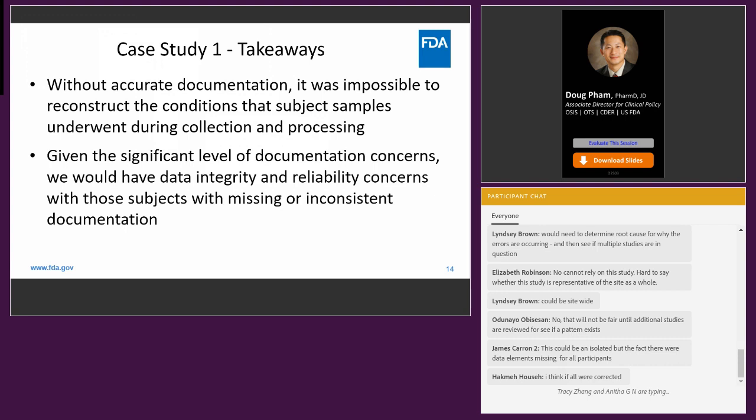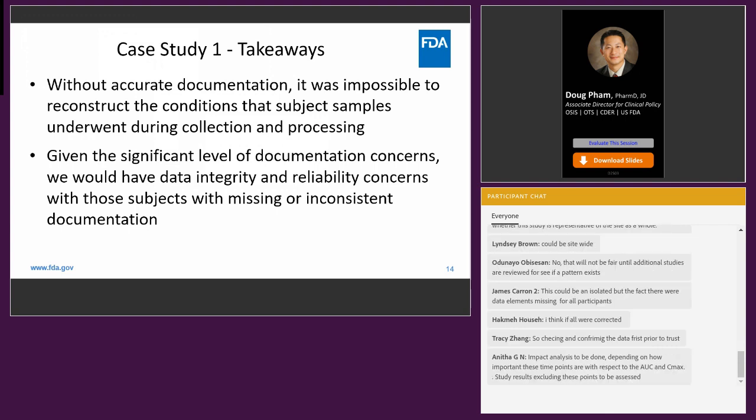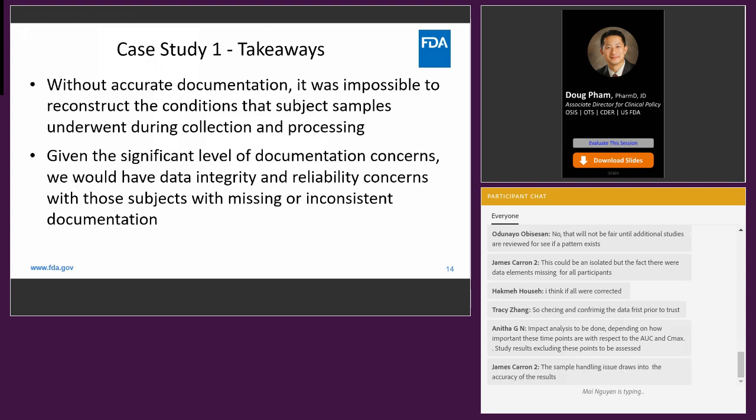Okay, now that we've talked through some of the issues and the concerns, here are the final takeaways from this first case study. First, without accurate documentation, it's really difficult to reconstruct the conditions regarding the samples during the collection and processing phase. Second, given the magnitude and the scope of documentation issues in this case, we would have some serious data reliability concerns, especially with those specific subjects with missing or inconsistent data elements. There would be some red flags as well as to the consideration of any study generated at this site, given the widespread issues for this particular inspected study.